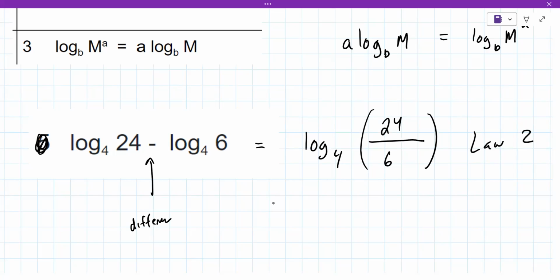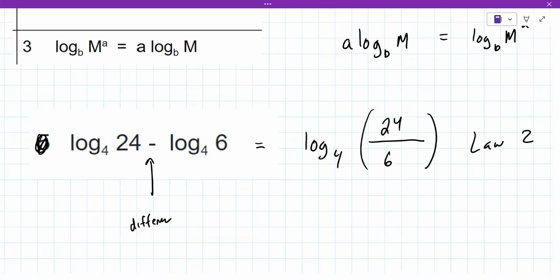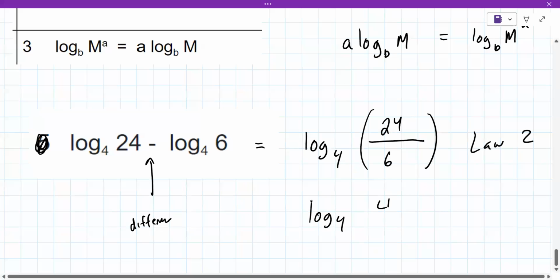They want you to indicate the law again. Always with the law. Now, can you divide 24 by 6? Is that possible? Yes. The answer would be 4. Log base 4 of 4. Very good. There's no property for that.